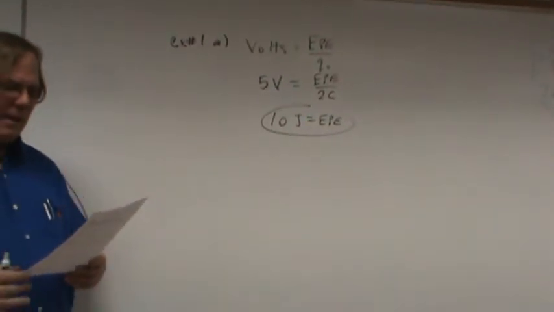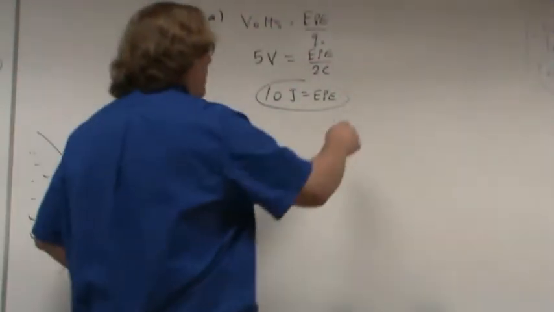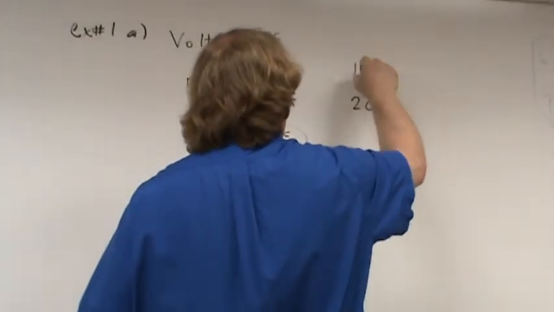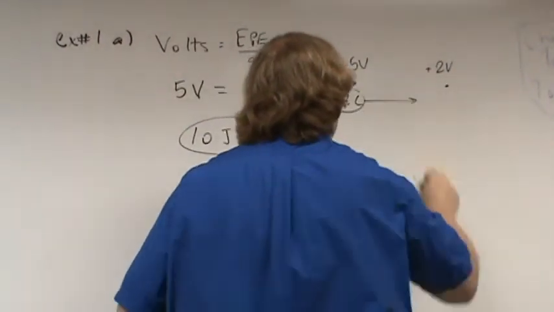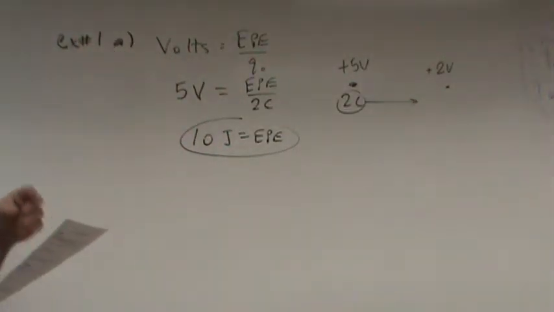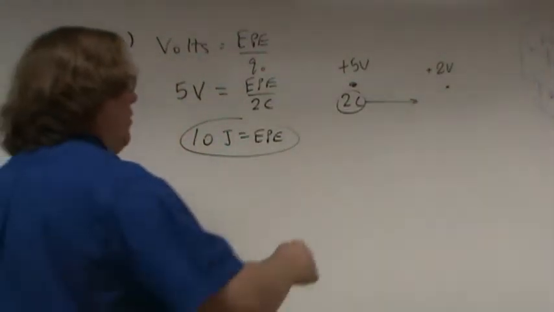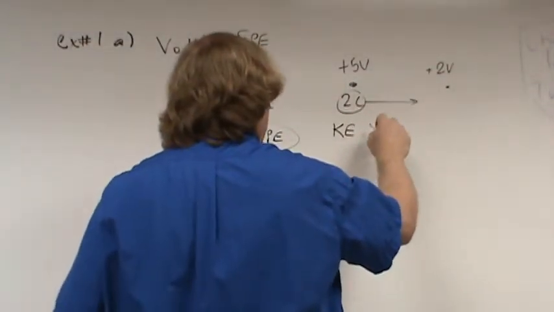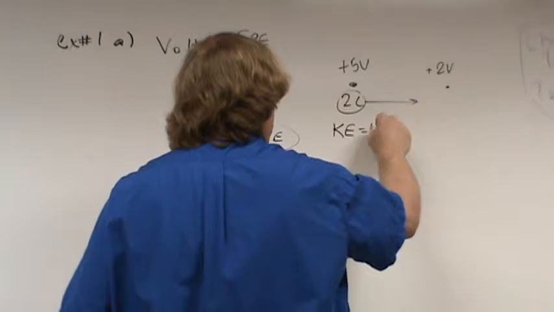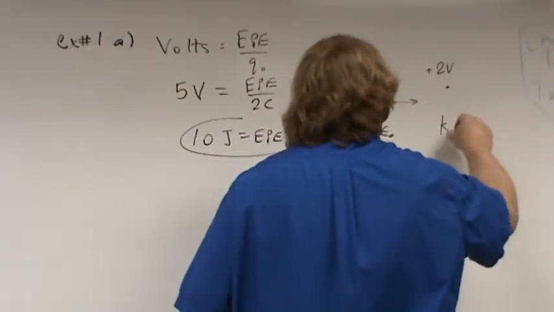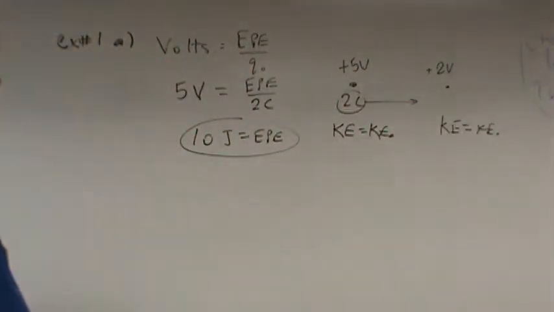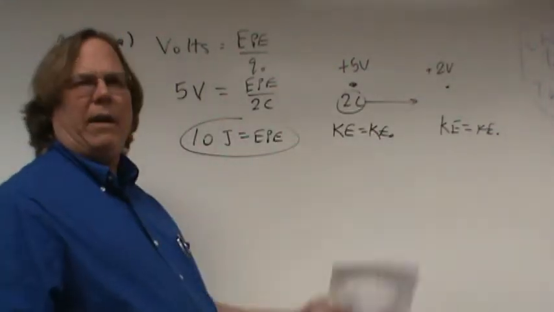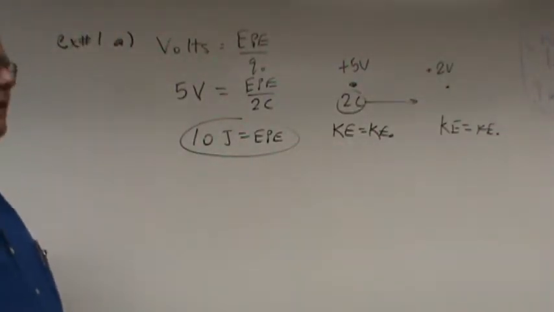Okay, now I'd like you to do part B. I've got a charge, it's 2 coulombs of charge that's going to travel from a 5 volt place to a 2 volt place. Okay? So it's going to lose electrical potential energy. But let's assume that the kinetic energy remains the same. Let's say the kinetic energy started with some small amount and then ended with some small amount of kinetic energy, so the kinetic energy didn't change. Please figure out how much work that charge must have done if the kinetic energy didn't change as it went from a 5 volt place to a 2 volt place.